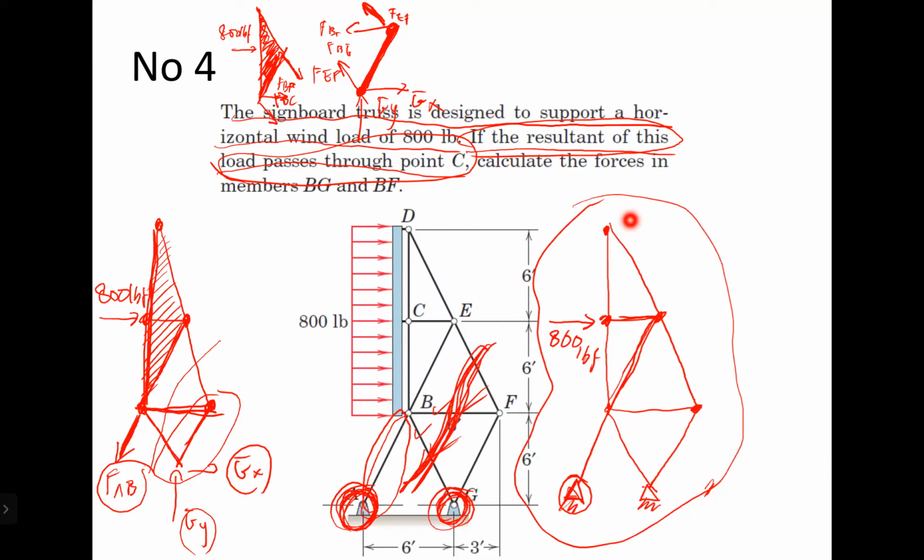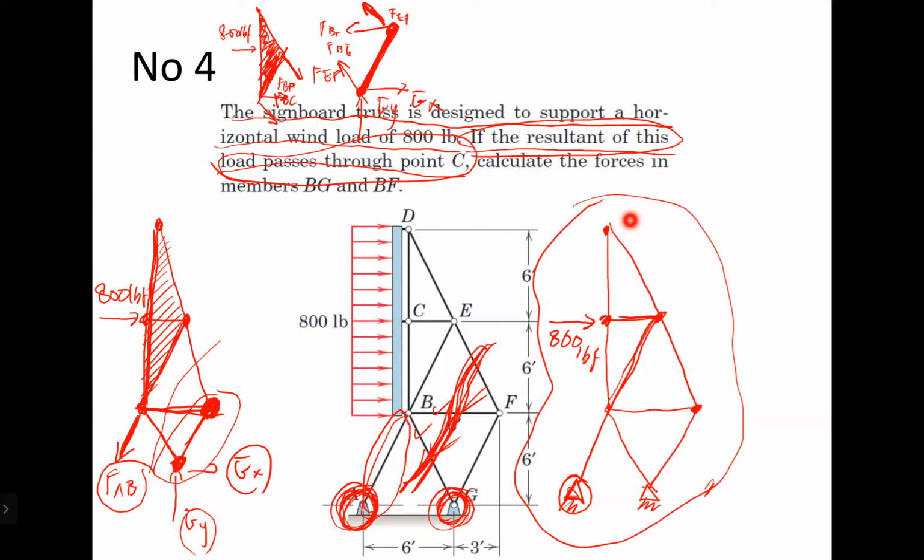After you solve for FAB, FG, and GX, then the ones in question are PG and PF. By solving joint G here, you will be able to get FPG and FGF. Then solving joint F here, you will be able to solve for FP and FEF.